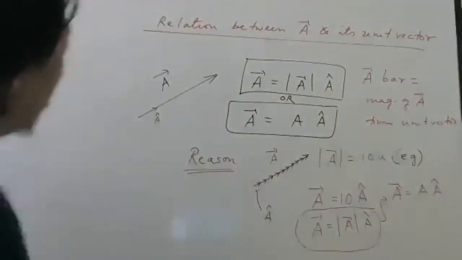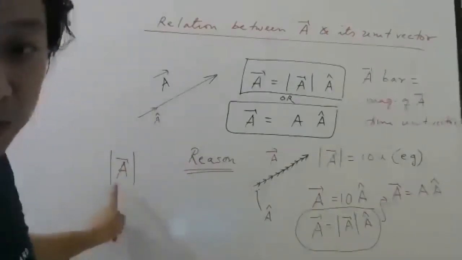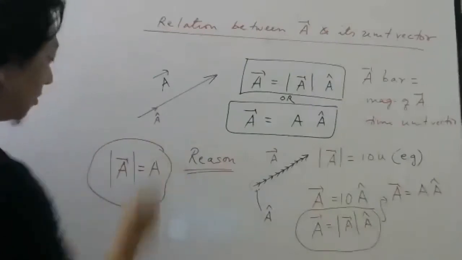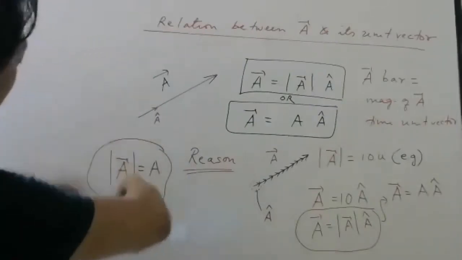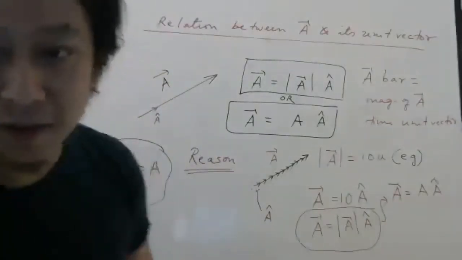In the beginning, I told you the magnitude of any vector. You have two options. Either you can write like this, which is more exact, or you can simply write like this. Lazy people will usually write like this, because they don't want to do so many things. Both will be given marks, okay.